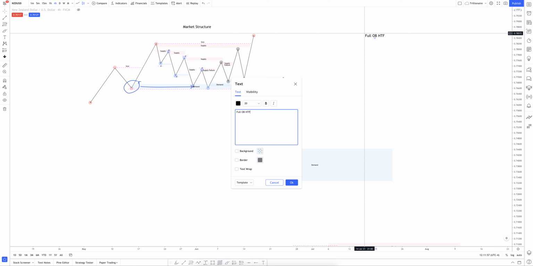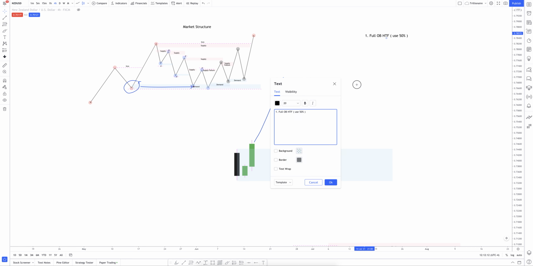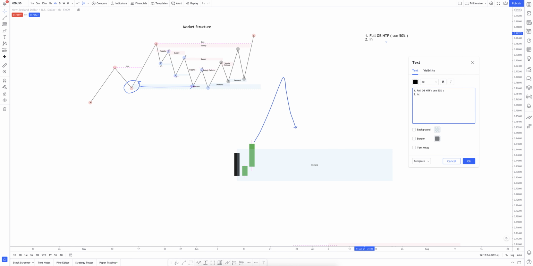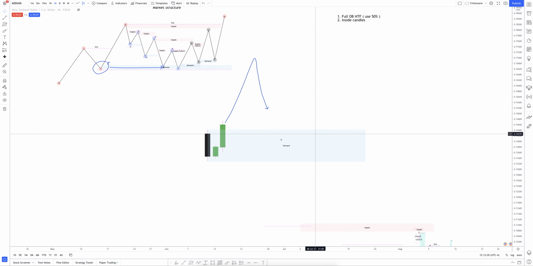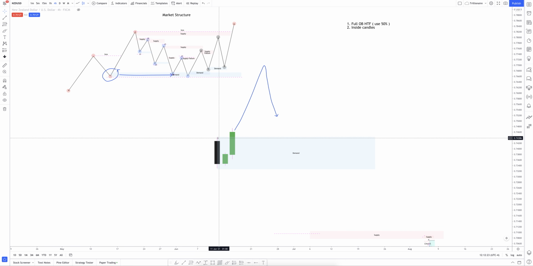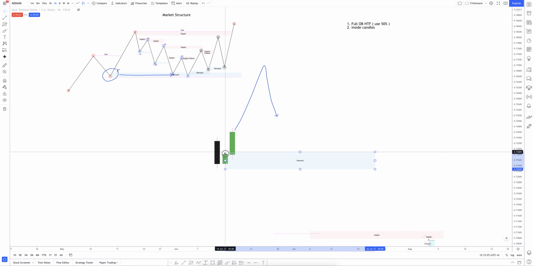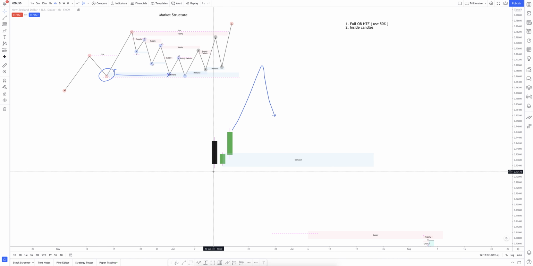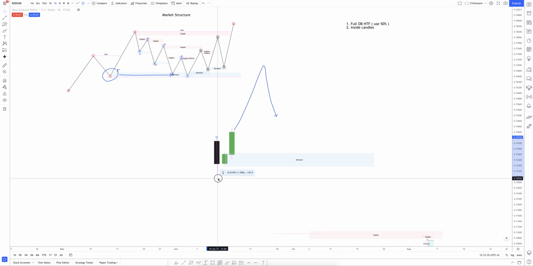You can also use 50% of that order block. The second style is going to be inside candles. Inside candles really help out with refinement because they allow you to decrease your zone a lot.